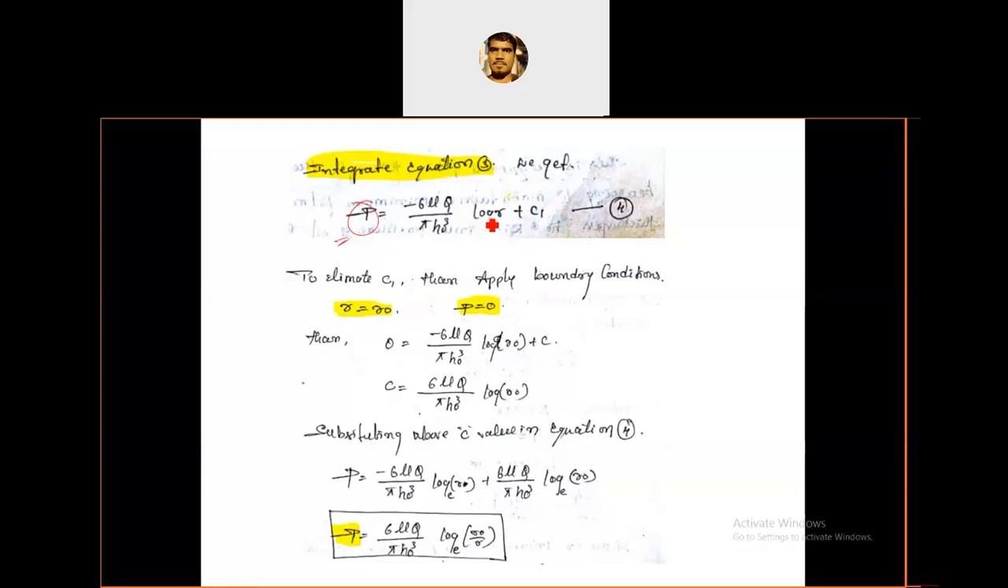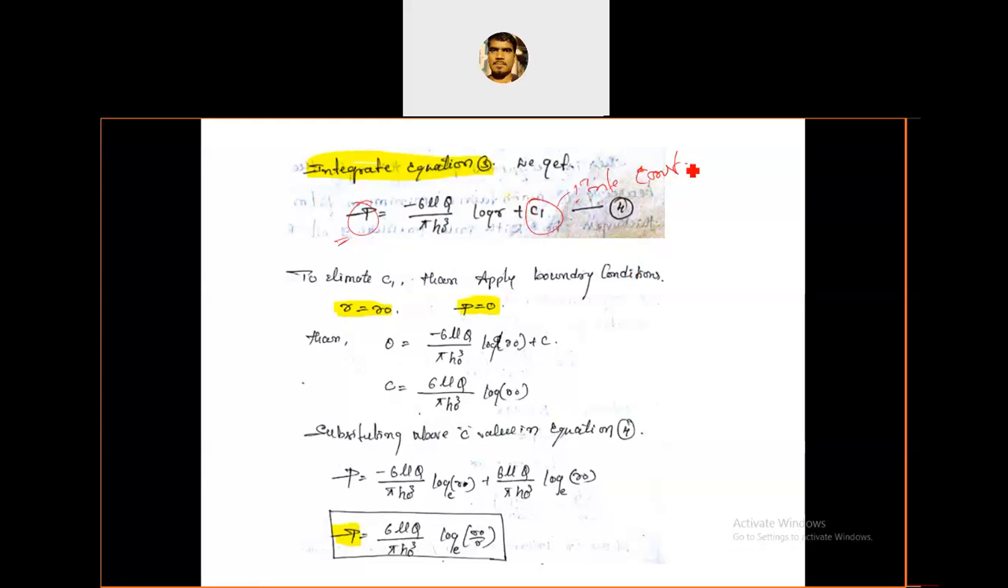But here there are no boundary conditions. That's why I have to write C1. What is meant by C1? It is an integration constant. If this integration is done with the help of boundary conditions, like 0 to 10, 0 to 1, then there is no need of a constant. But here the integration doesn't have any boundary conditions. That's why I have to write one integration constant term. Clear? So P is equal to this constant value times log r plus C1, that is equation 4.